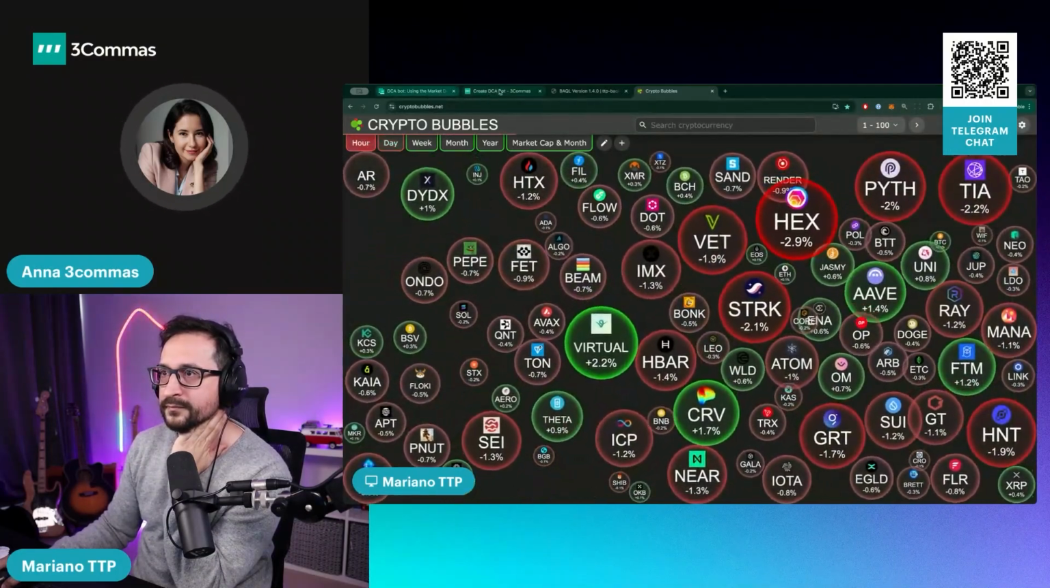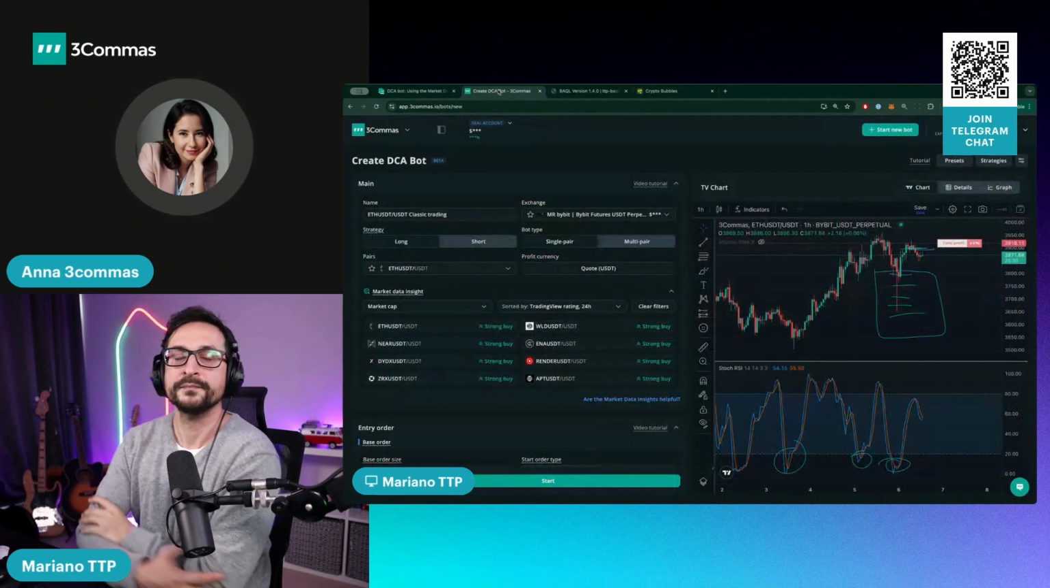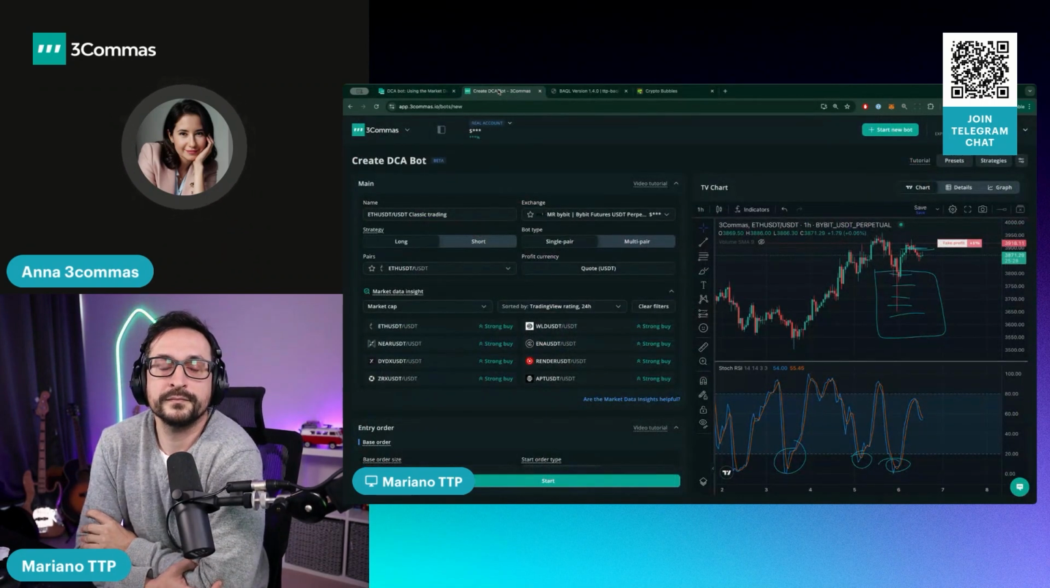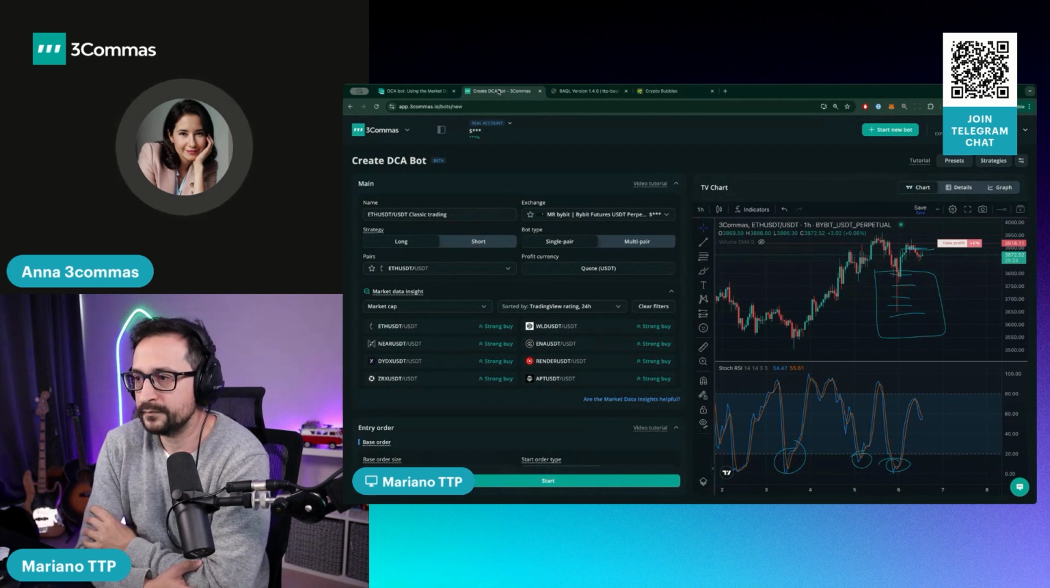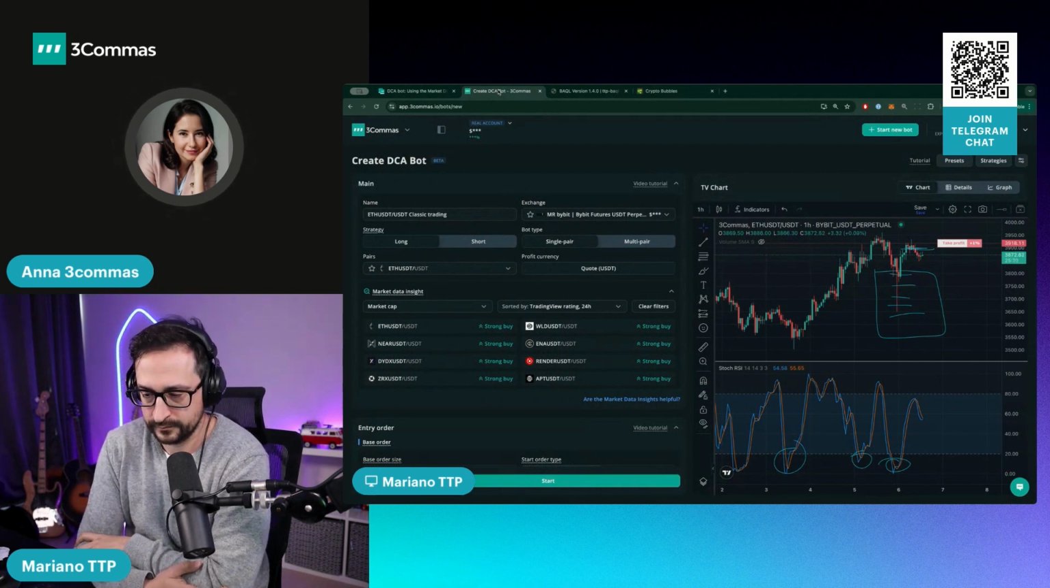Okay, so the question is, how do you see the crypto screener evolving in the future, and what new features or functionalities can we expect? That's how the question is formulated. But I would say, what new features or functionalities would you like to see in the crypto screener?